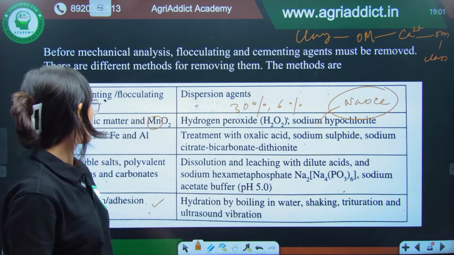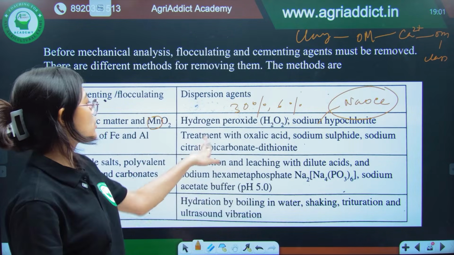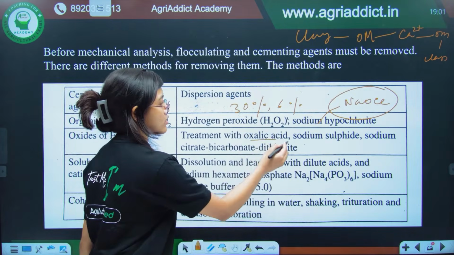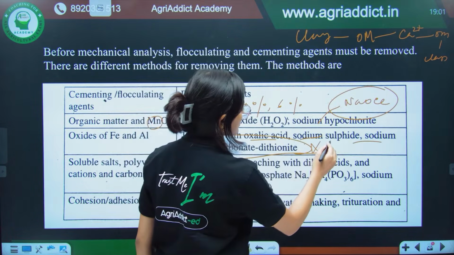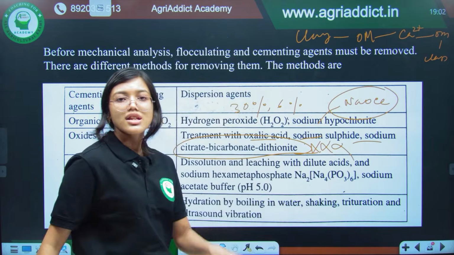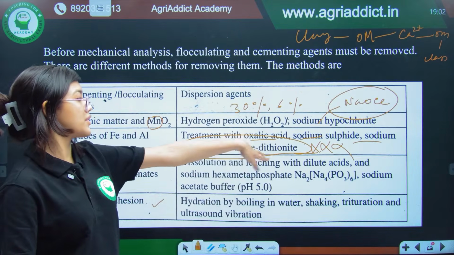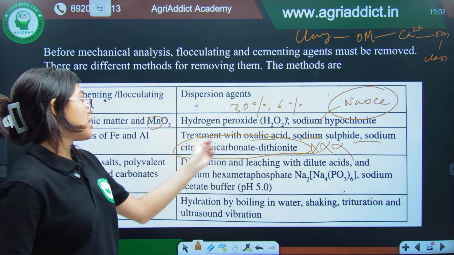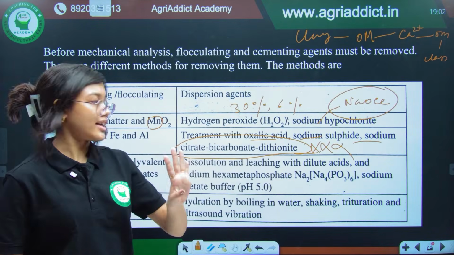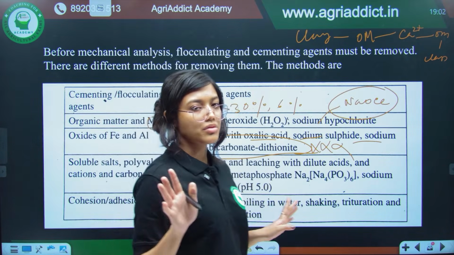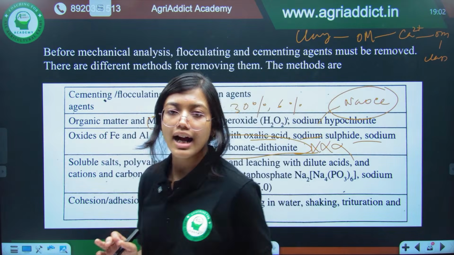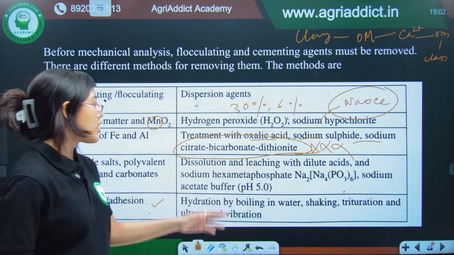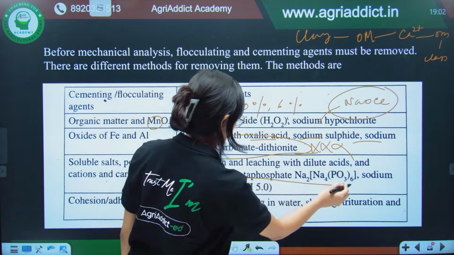Then in case of sesquioxides, you will separate them with oxalic acid, sodium sulfate, sodium citrate bicarbonate dithionite. So this is a very important method. Generally, to remove the sesquioxides, we use this sodium citrate bicarbonate dithionite treatment. Please remember. Then for separating the soluble salts and the polyvalent cations, we will use sodium hexametaphosphate.